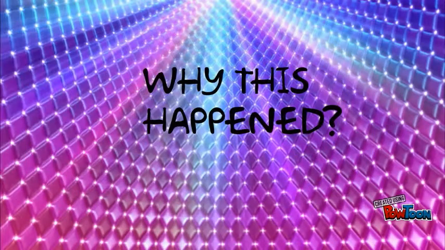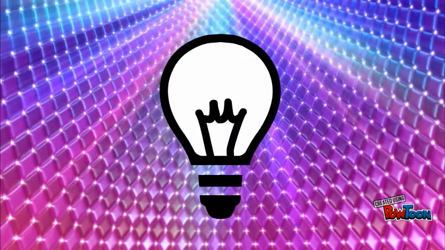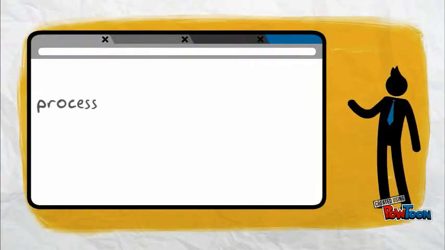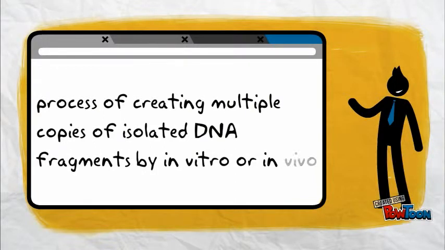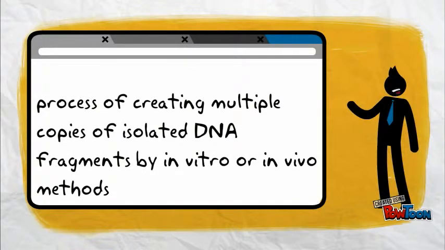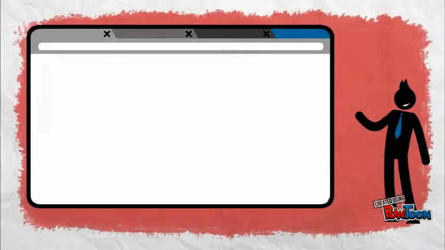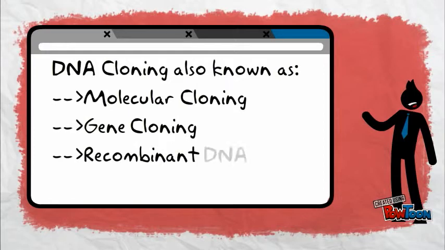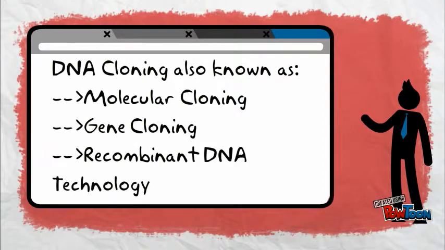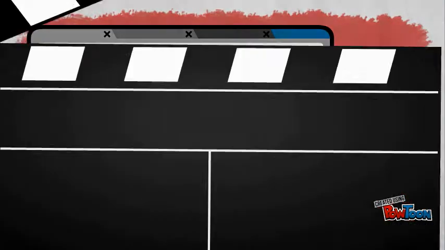Why does this happen? Oh, this is DNA cloning. DNA cloning is the process of creating multiple copies of isolated DNA fragments by in vitro or in vivo methods. DNA cloning is also known as molecular cloning, gene cloning, or recombinant DNA technology.